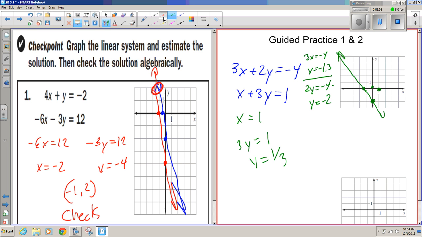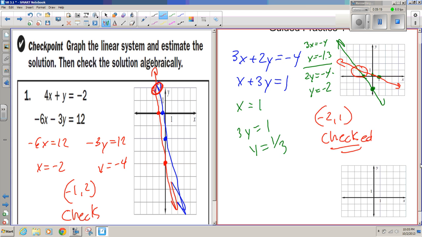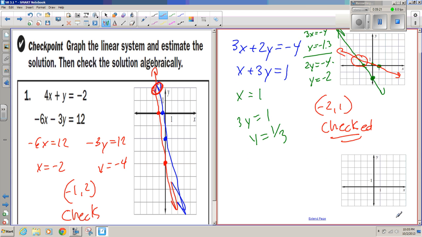And now, with a different color, we're going to go ahead and try to estimate the solution. I'm going to estimate that the solution is -2, 1. The only way you would know for sure is if you checked. Alright, so that is number 1. Number 2.